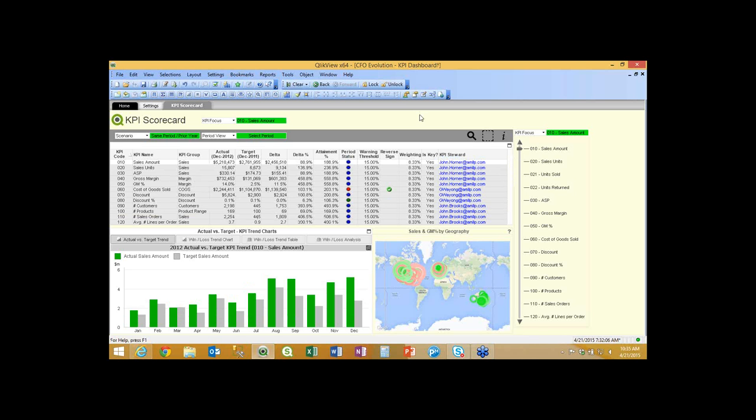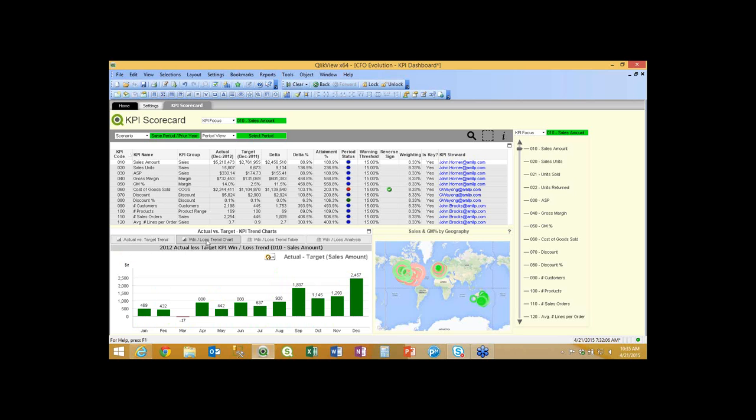Hopefully that gave you a flavor of what you can do, and let me walk back through an example here. So again, let's focus on sales amount here. Down the bottom we have an actual versus target trend, so we can see how we're doing over time. We can also see this as a win-loss trend chart, so instead of graphing the two things together, simply graph the difference between the actual and the target. So we can just flip to the win-loss trend for that. This gives you the gap.